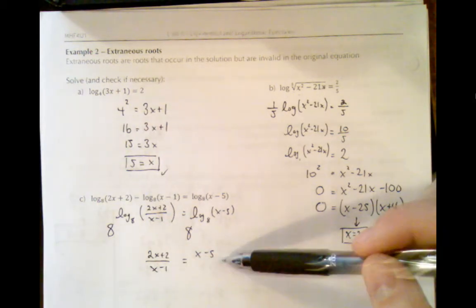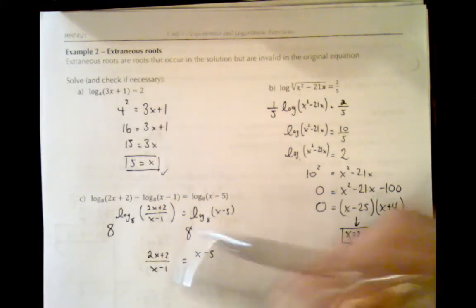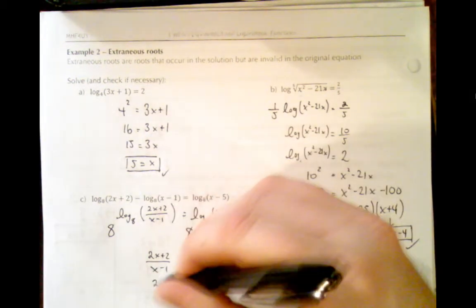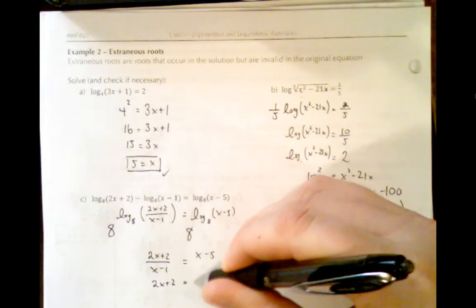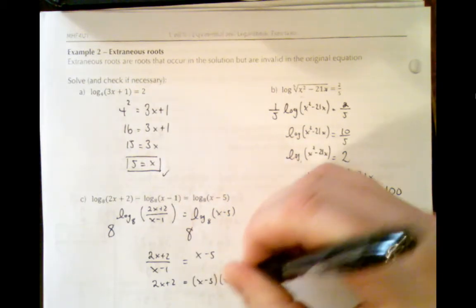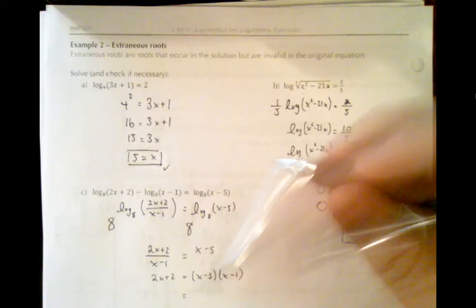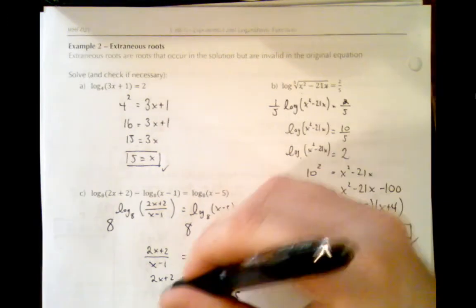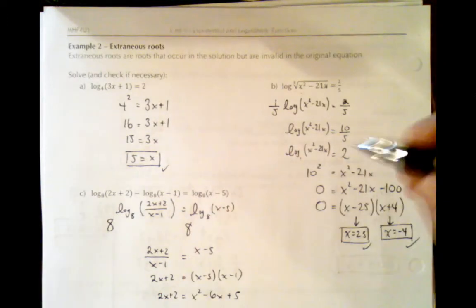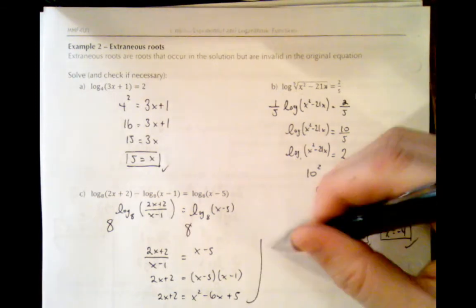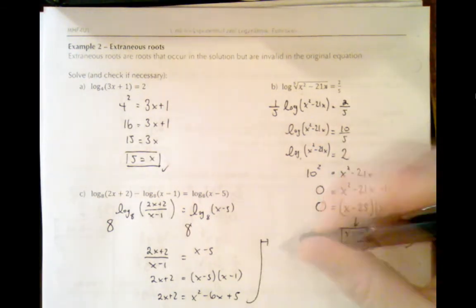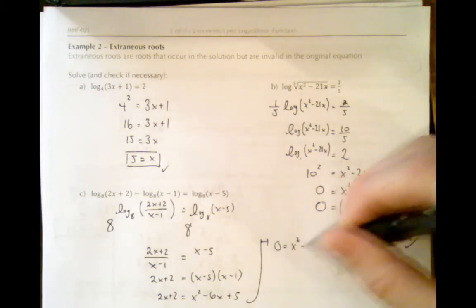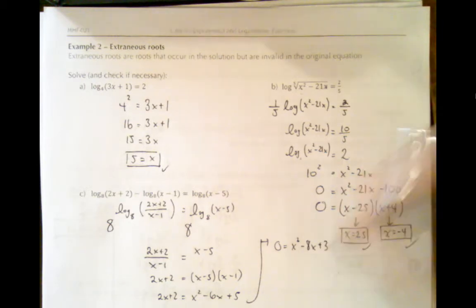The way we can solve a rational equation is by multiplying both sides by the denominator. So on our left side, that would leave us with just 2x plus 2. And on our right side, it would leave us with x minus 5 times x minus 1, which if we expand, gives us x squared minus 6x plus 5. And now if we collect like terms, on the right side, we'll get 0 equals x squared minus 8x plus 3.